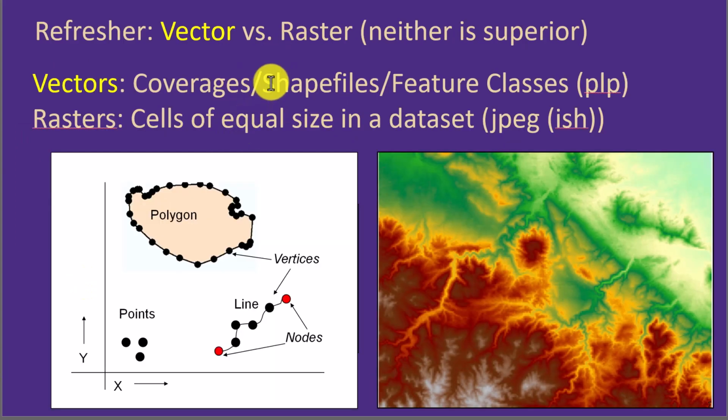Again, a refresher: vector and raster, neither is superior. Vectors can be coverages, shapefiles, and feature classes, so that's points, lines, and polygons. And rasters are data files containing cells of equal size. If you zoom in, you can see the small cells. Although those cells may be rather large, they could be 30 by 30, so that's 30 feet by 30 feet in some cases. And it looks like a JPEG. If you were to zoom in, you'll see the little pixels, so to speak.